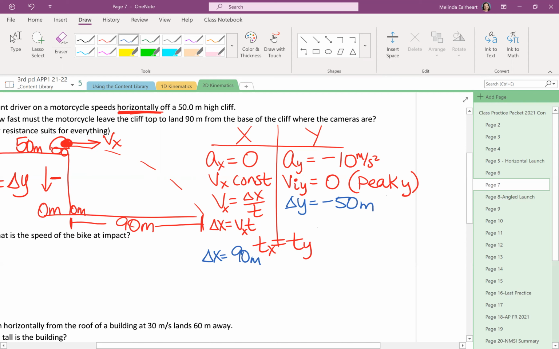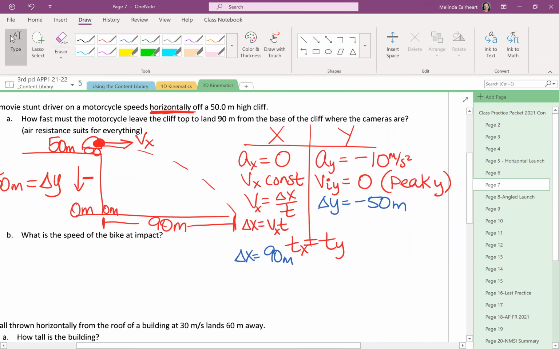Is this enough? What are we looking for? What's the unknown? How fast must the motorcycle leave the cliff top? What are we solving for? The cliff top is where it all begins. So it's an initial velocity, but be careful, 2D, you've got to talk about direction. So it leaves horizontally. So we're solving for that Vx. Now, I didn't put initial because we said constant velocity, right?